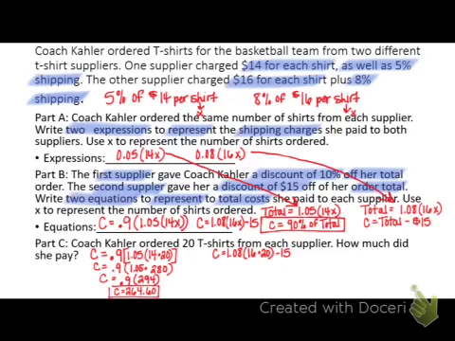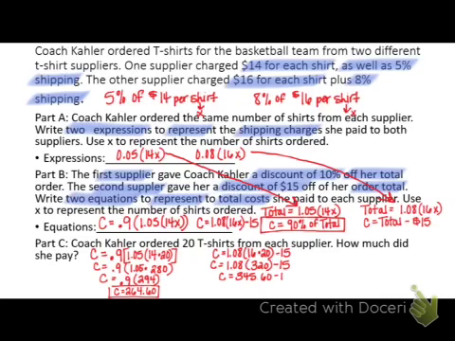If we get 20 shirts from supplier 2, we're taking 20 and replacing it with x. So we start at 16 times 20, and 16 times 20 is 320. Following order of operations to reduce this side, we would then multiply by 108%, and that gives us $345.60.